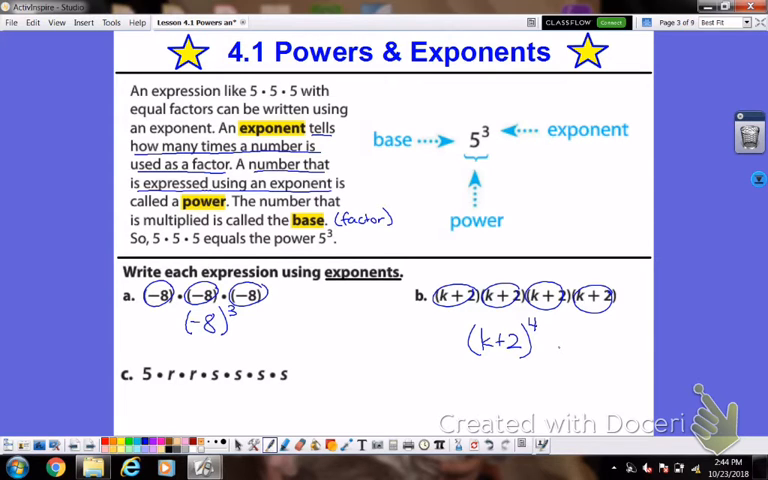And last up, 5 times r times r times s times s times s times s. Okay, so we have 1 5. We have 2 r's, so 5 times r squared. And we have 1, 2, 3, 4 s's, times s to the fourth. So 5 r squared s to the fourth. And that's a little practice just rewriting.